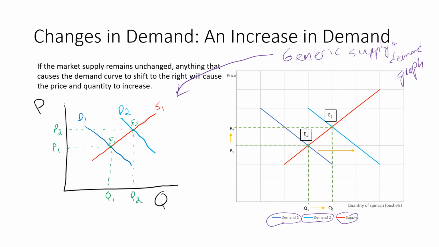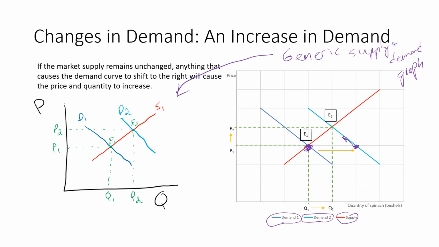There we go. Right? So on our new demand curve, demand 2, notice that at price 1, supply is still here, but now quantity demanded is here. And remember, we call that an excess of demand, or excess demand. And so as we talked about in our last lecture, excess demand is going to force the price up.